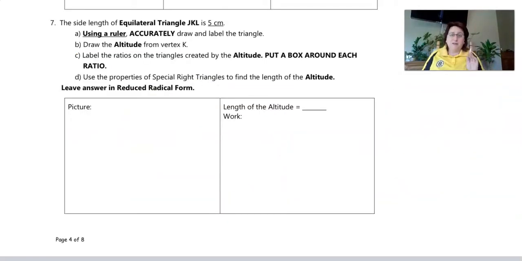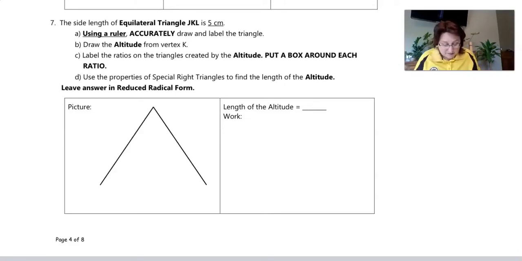Alrighty, down here at number 7. Read the given information. It says the side length of equilateral triangle JKL is 5 centimeters. Now we're going to use a ruler. We're going to accurately draw and label the triangle. So let's see, what does that look like? Well, ladies and gents, we're going to draw an equilateral triangle. And if it's equilateral, that means that all 3 side lengths are the same, doesn't it?